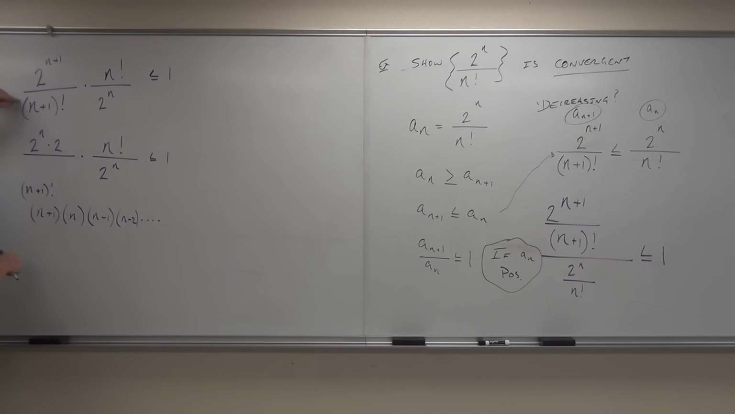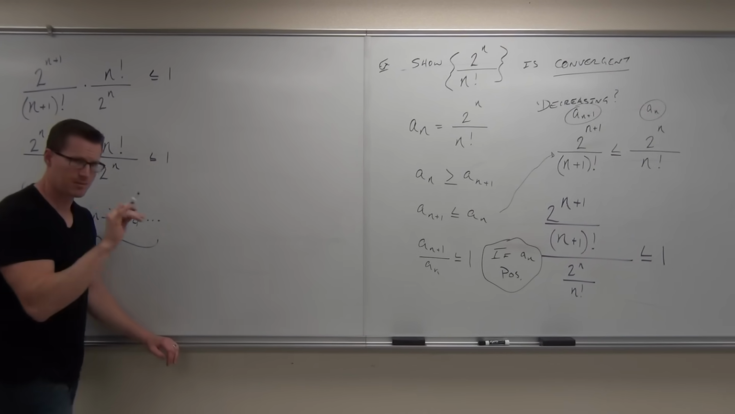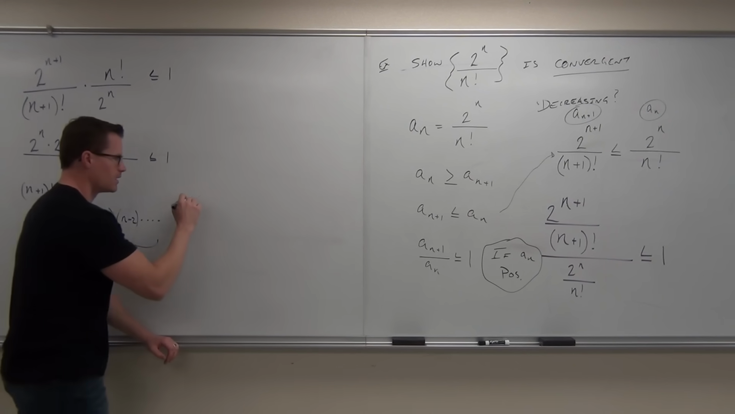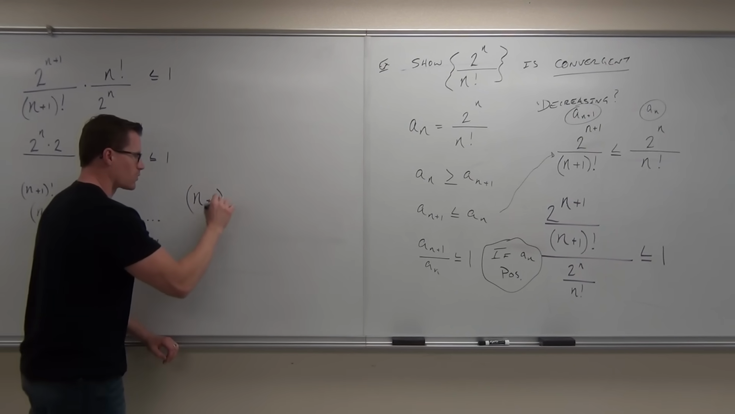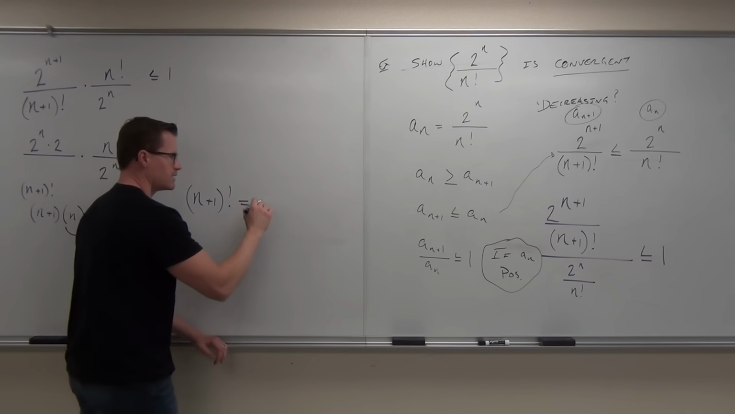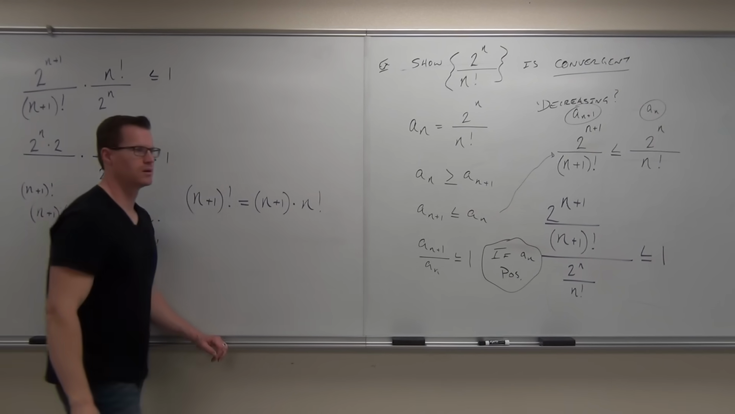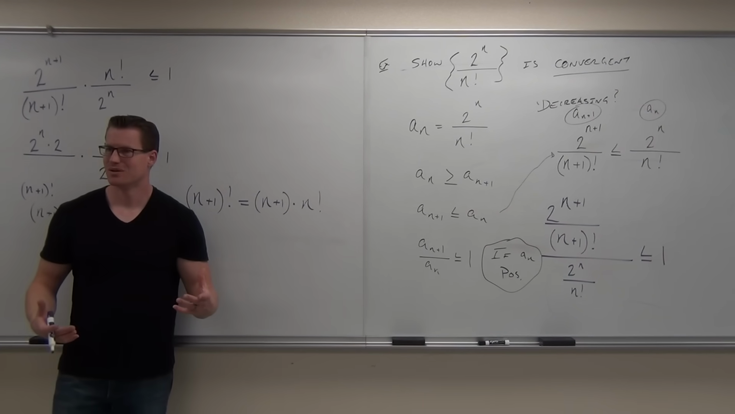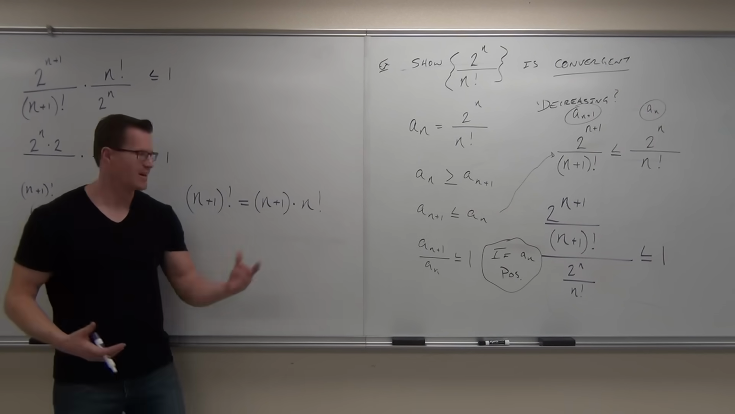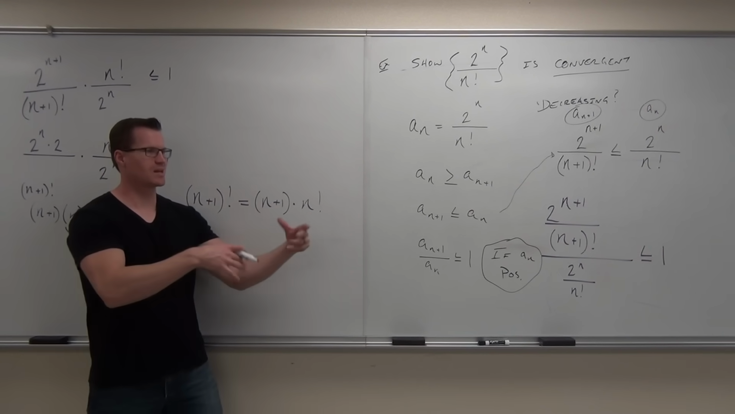Here's the cool thing about this. If this is n times n plus 1 factorial, what's this? N factorial. That's n factorial. Therefore, here's a little side note for you. You keep this in the back of your mind all the time. N plus 1 factorial is the same thing as n plus 1 times n factorial. Does that not make sense to you? It does. Hopefully it makes sense to you. N factorial times n plus 1 is n plus 1 factorial.